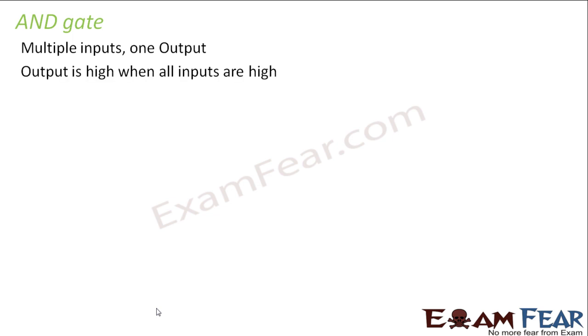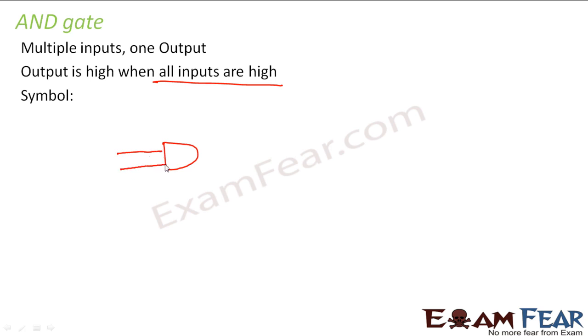Now the third one, that is AND gate. This also has multiple inputs but one output. Here the output is high only when all inputs are high. Rest all of the time the output will be low. The symbol of an AND gate is somewhat like this. This is your input A, this is your input B, and this is your output. The logical relation which drives this gate is Y is equal to AB.